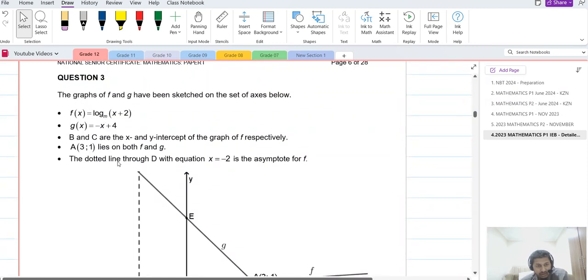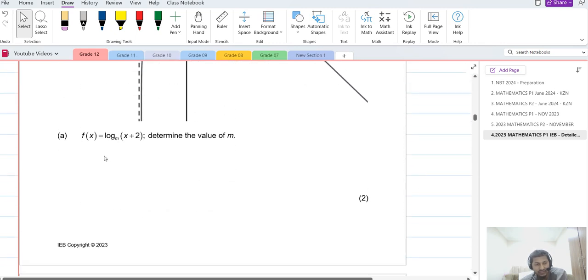The dotted line through D with the equation x equals -2 is the asymptote for f. There was no need to give us that, because we could have found x equals -2 by saying x plus 2 is equal to 0, x equals -2, which is the vertical asymptote of the log function. Determine the value of m.